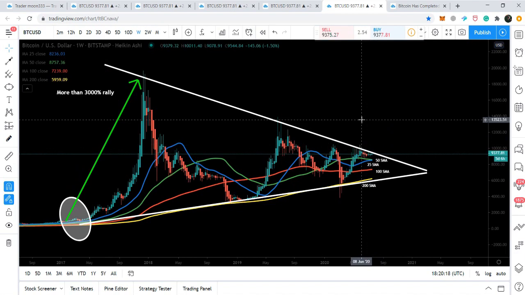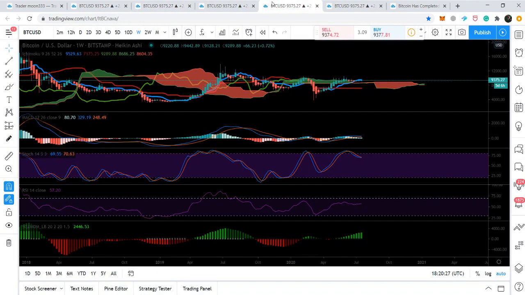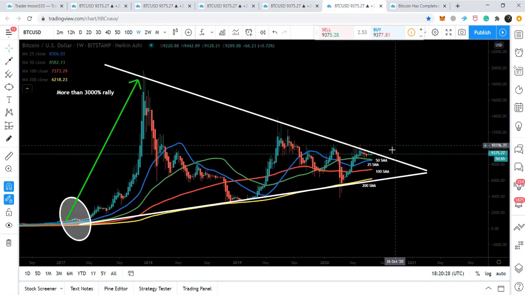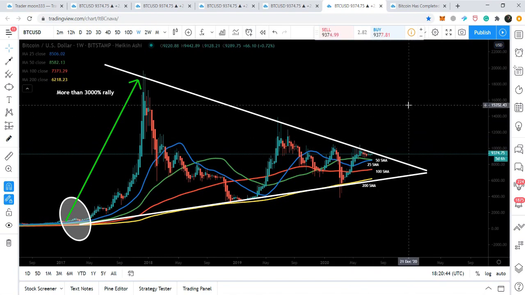Because if the price action breaks out the 10K resistance level on the daily chart, like we have seen here, then the price action will also need to close above this resistance level of this symmetrical triangle on the weekly chart as well. If the price action is closed above the 10K resistance level and above this resistance level of this symmetrical triangle on the weekly chart, then we can expect another very strong bullish move, because after that the price action will be free to move up from this cage.